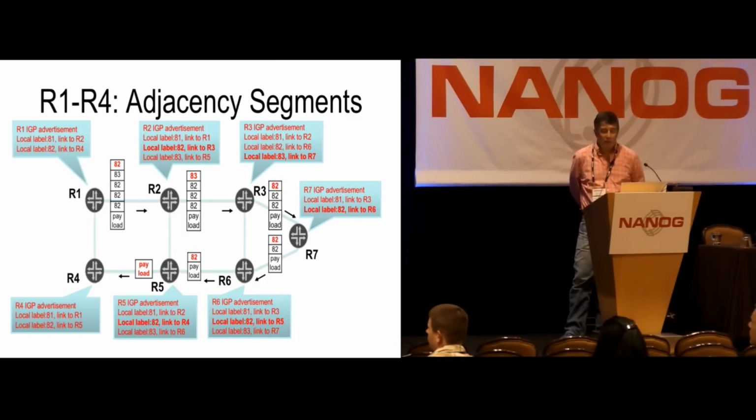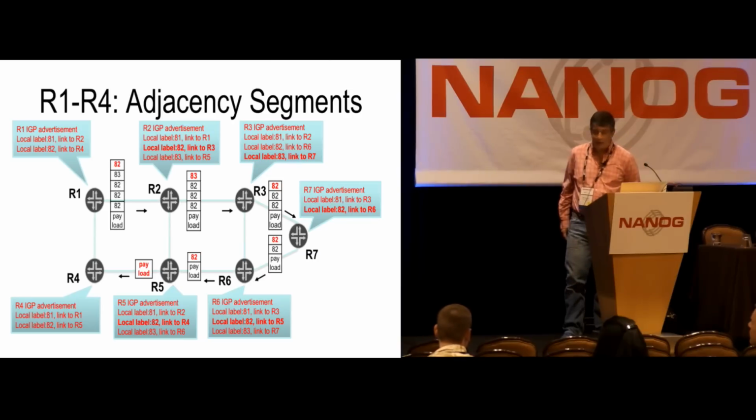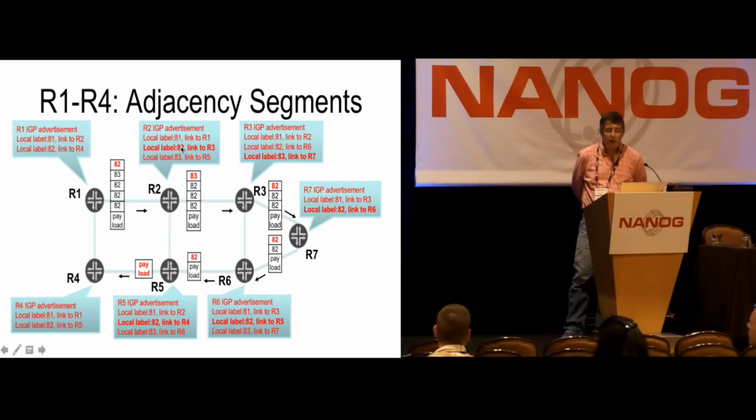So let's take a look at what R2 does. We take a look at what R2 advertises into the IGP. It advertises that it has local label 81 representing the link to R1, local label 82 representing the link to R3, and local label 83 representing the link to R5.